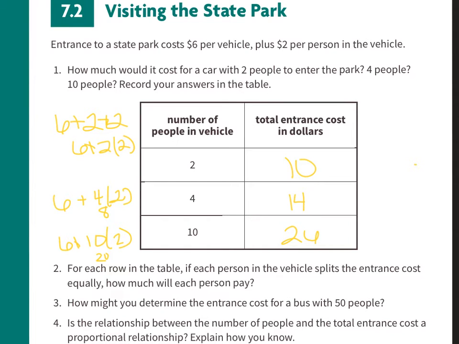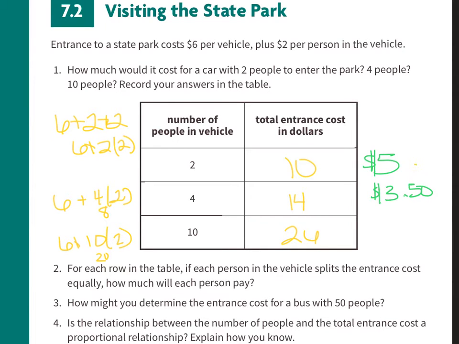For each row of the table, if each person splits the cost, how much will each person pay? So we just got to divide the second column by the first column. So 10 divided by 2 is 5. So each person is going to pay $5 here. 14 divided by 4, if I pull out my calculator, I get 3.5. We're talking money, so I need to add a 0. So each person is going to pay $3.50.